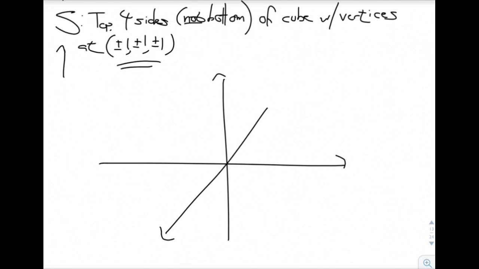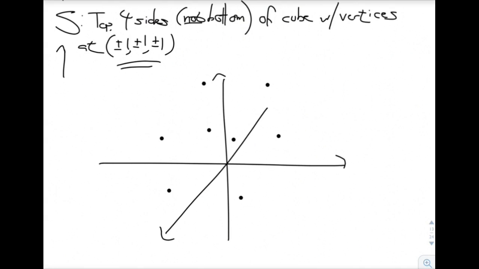So let me plot the vertices. Of course, x plus 1, y plus 1 is right here in the xy plane. X plus 1, y minus 1 right here. X minus 1, y minus 1 right here, and y plus 1, x minus 1 back here. And then, of course, we have the z coordinates plus or minus 1 as well. So that's here, here, here, and here. So we have those 8 vertices.